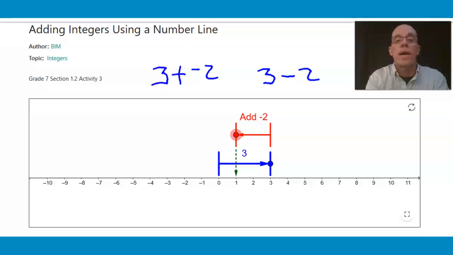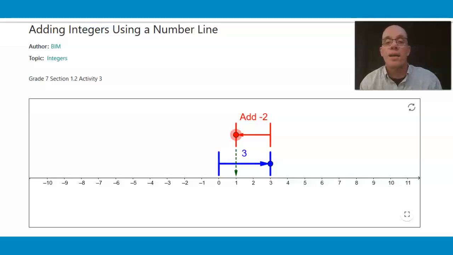So what I can do is change this subtraction problem into addition by adding the opposite of what I was subtracting. So I was subtracting 2, but it's the same thing as 3 plus a negative 2. This will help us later when we have to move terms around. Let's take a look at another one.